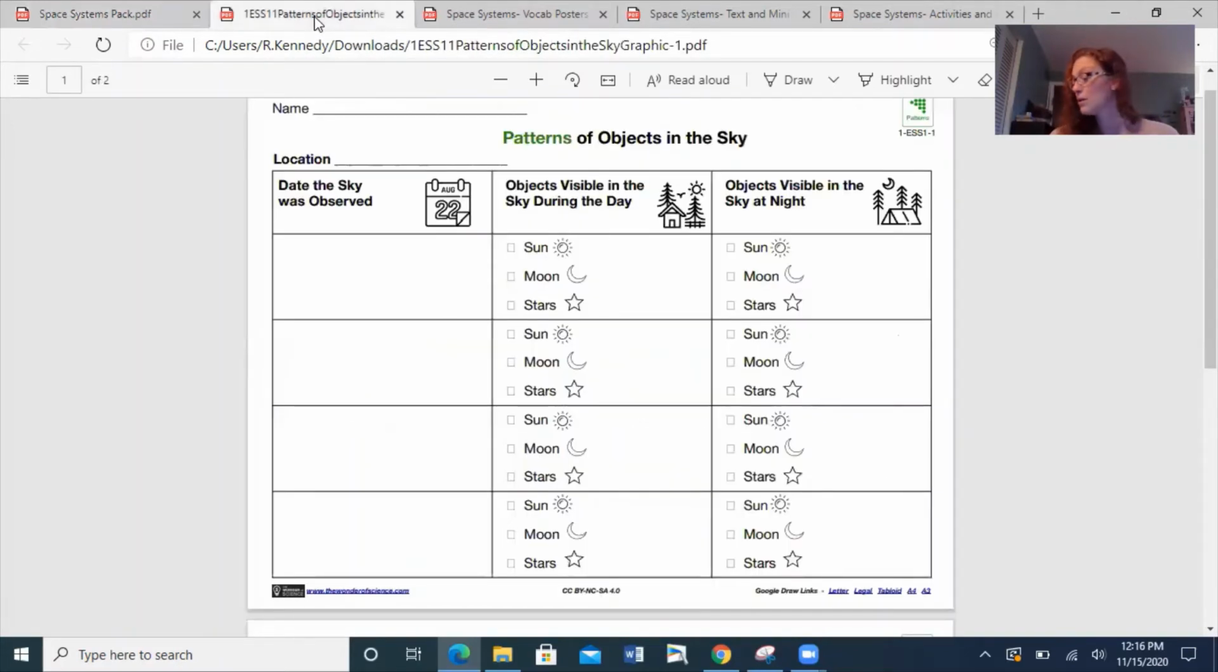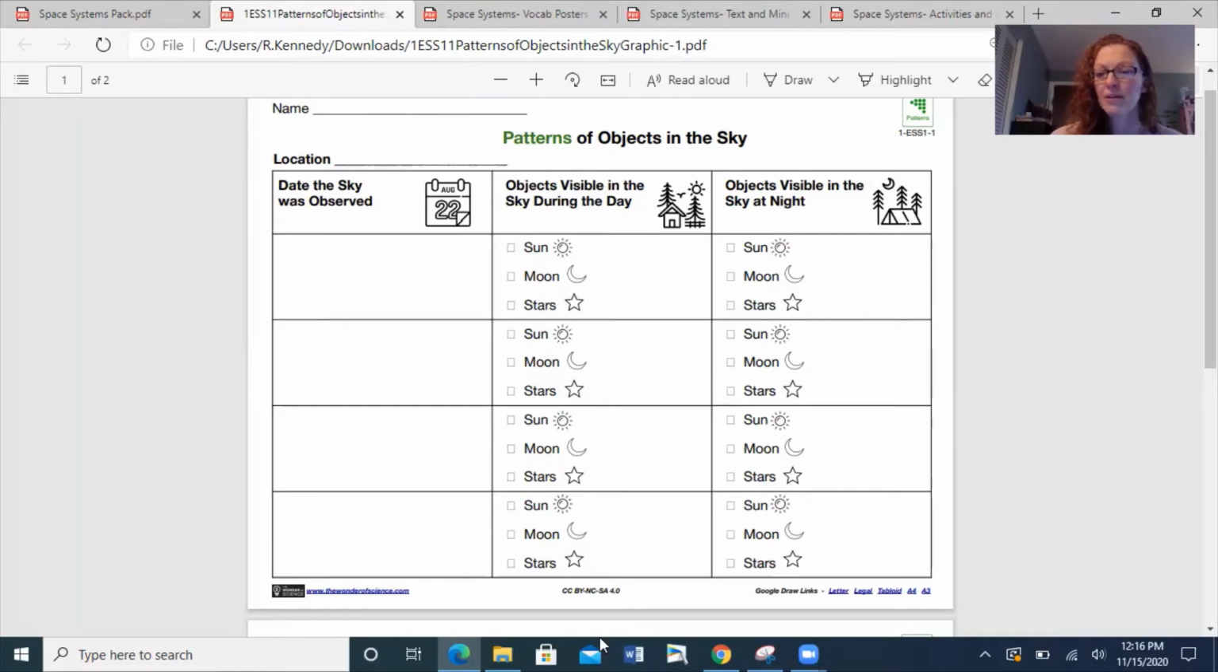All right, so now I am going to show you what I want you to do this week. All right, so you are going to have this to fill in. This is going to be your exit ticket, okay? So you are going to have to look up in the sky twice a day. All right, so right in here, you are going to fill in the date. So what day is it? The date. Then objects visible in the sky during the day. Was the sun there? Was the moon there? Were the stars there?